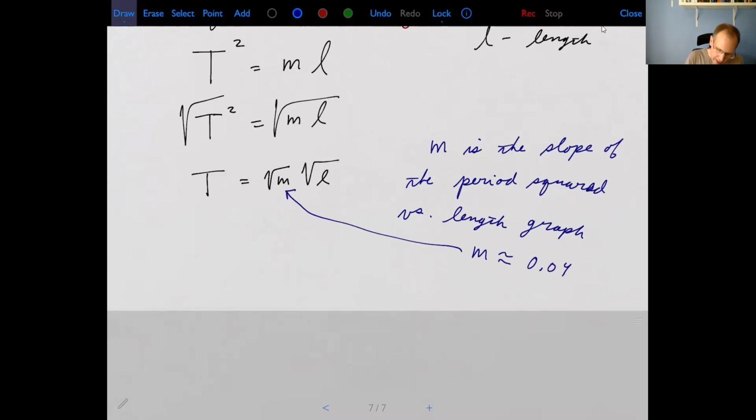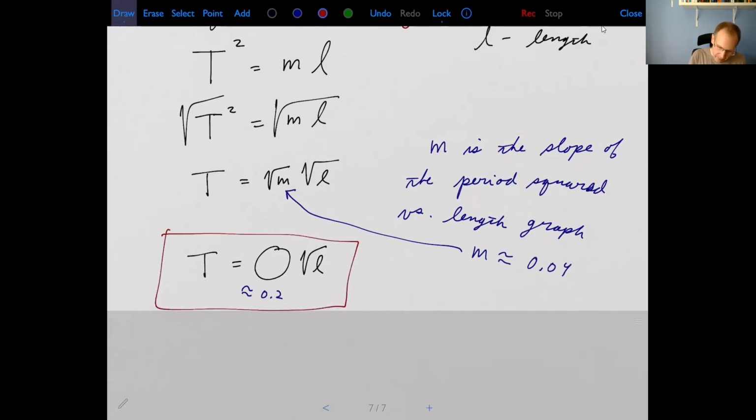And then if you expand this out, simplify it, take the square root of it, you're going to get some number. Actually, it'll be around 0.2. May not be exact, but around 0.2. And then you still have the square root of L there. So you're going to have T equals something around 0.2 times square root of L. And that's what I'm looking for. That's the equation that gives the period T in terms of L, right?